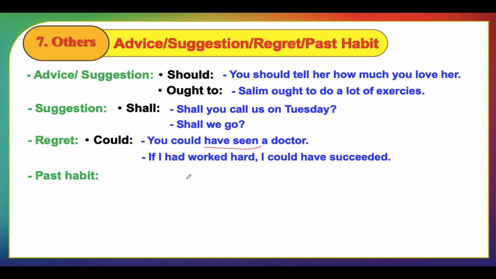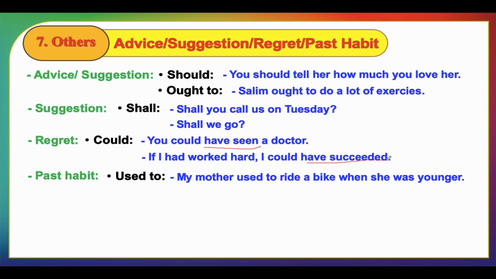Always, as I said before, when we have this form, it is used in an unreal condition in the past. If I had worked hard, I could have succeeded. If we study this condition, we will find had plus verb past participle. It means condition type 3. Past habit is used too. For example, my mother used to ride a bike when she was younger.